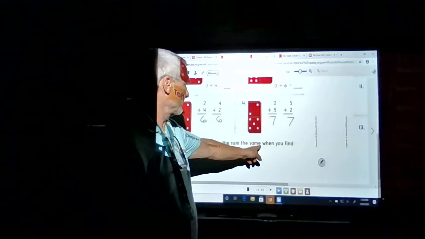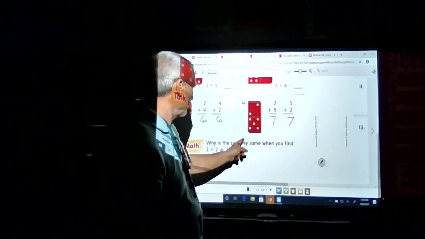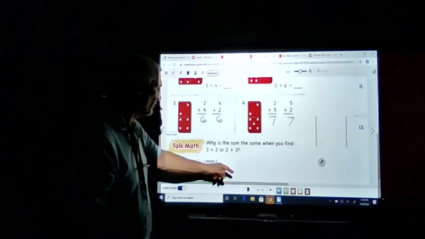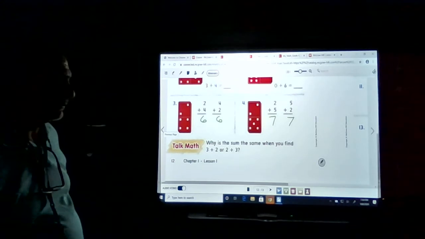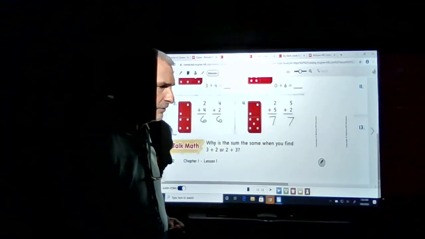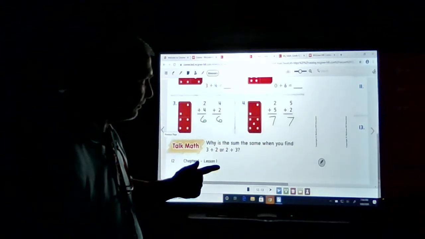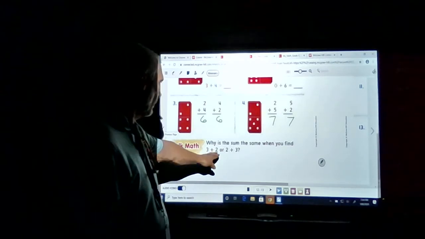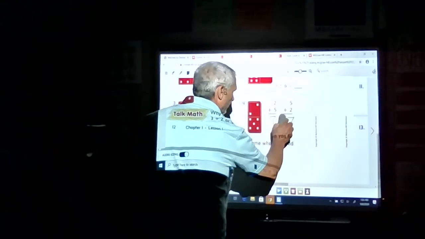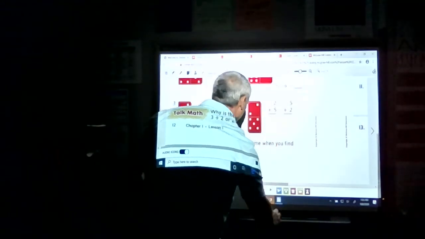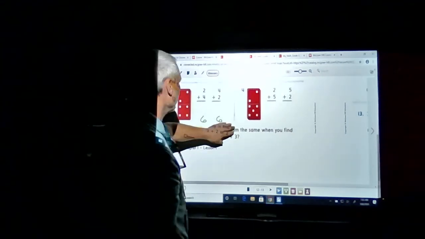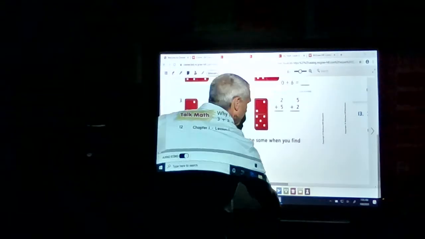Why is the sum the same when you find 3 plus 2 or 2 plus 3? Why is it the same? Well, you can just talk and tell your helper, your homeroom helper, your at-home helper, whoever that is. Why would that be the same? Just like this. Okay, we're going to go to the next. I'm going to erase this. Go to the next page.